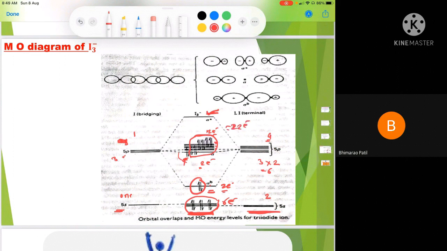Yes, this is the molecular orbital diagram of the triiodide ion, considering the atomic orbitals of the bridging iodine atom and the two terminal iodine atoms.